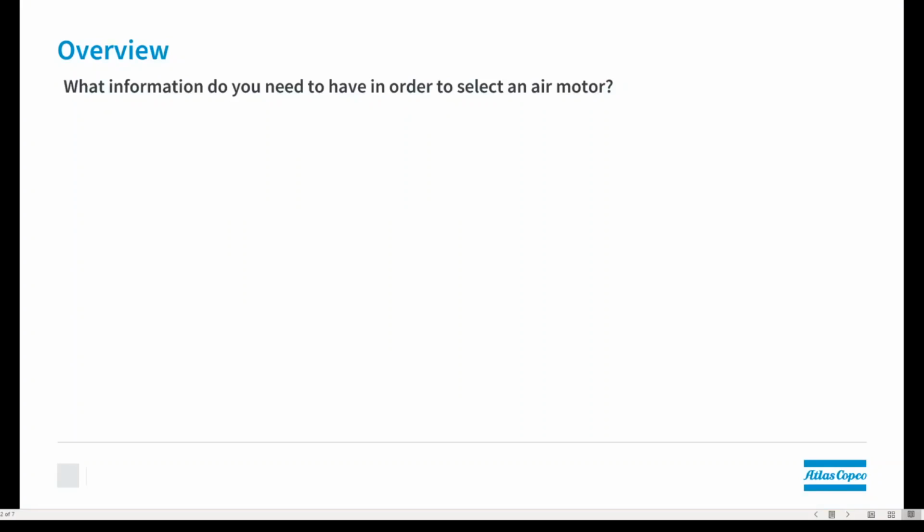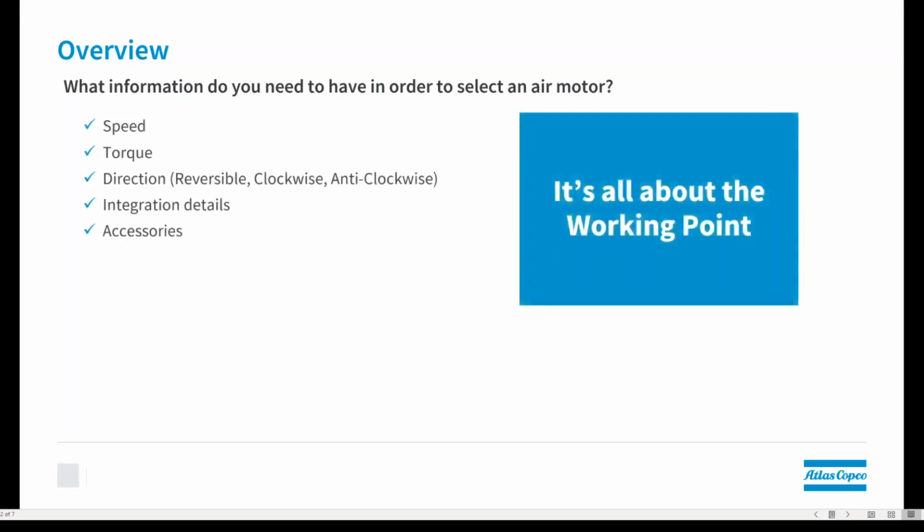It's a quick overview, and before we go for the selection tool, it's important to know what information we have to provide in order for the selection tool to pick the right motor for your application. So the information that we have to provide is five pieces of information: speed, torque, direction, integration details, and accessories. The two most important here are the speed and torque.